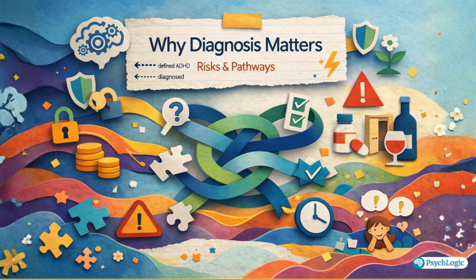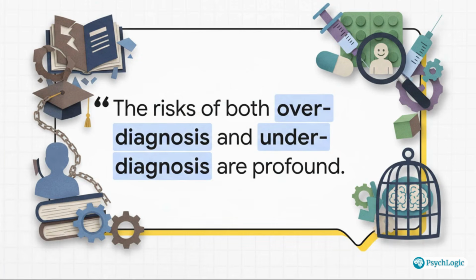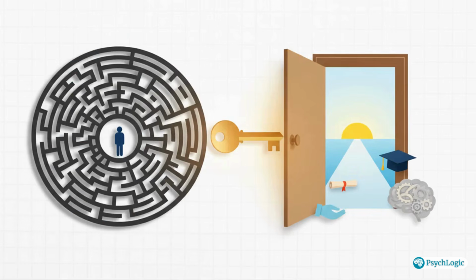So, we've defined ADHD, we've seen how it's diagnosed, but why does going through this really rigorous process matter so much in the first place? This quote really gets right to the heart of it. Because on the one hand, if you underdiagnose, if you miss it, leaving ADHD untreated can lead to huge problems. Failing in school, job instability, relationship struggles. But on the other hand, if you overdiagnose, you can end up medicalizing normal behavior, which leads to unnecessary stigma and treatment. It's a really delicate balance. And that's why accuracy is just everything.